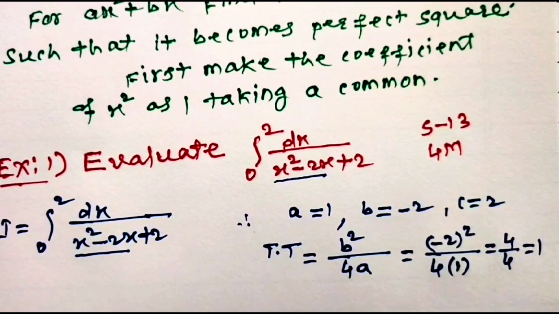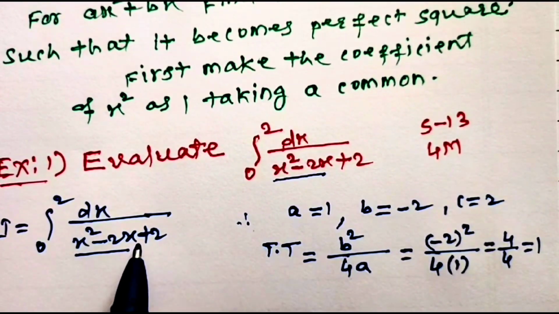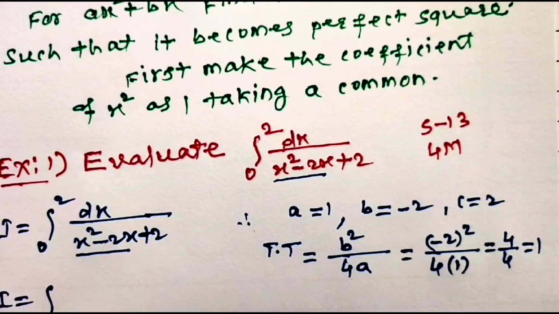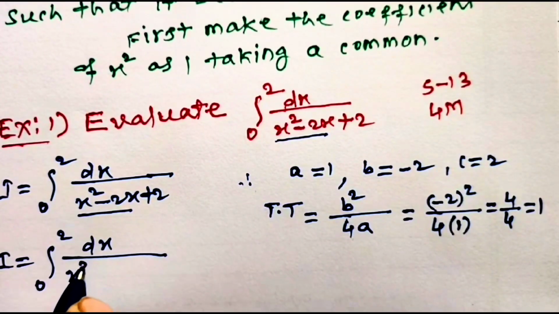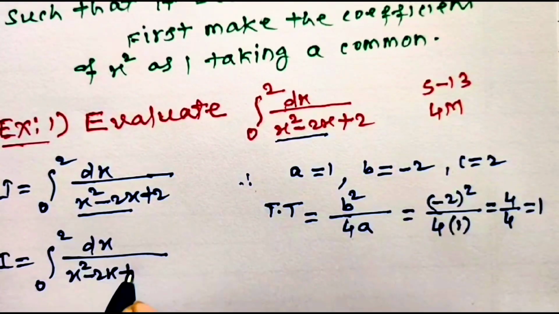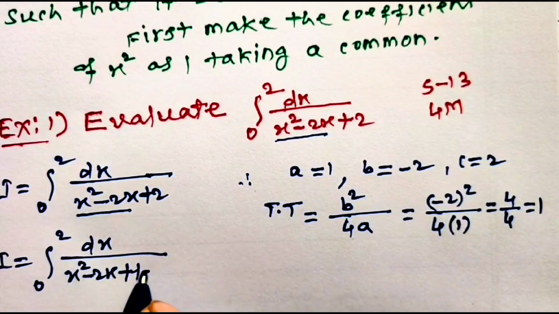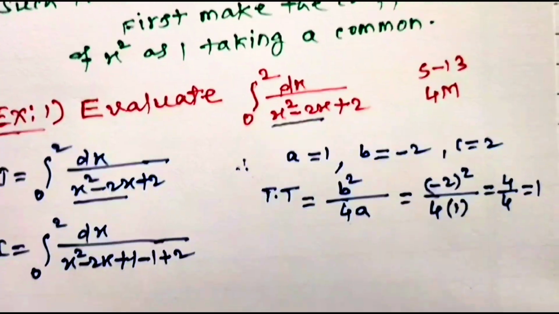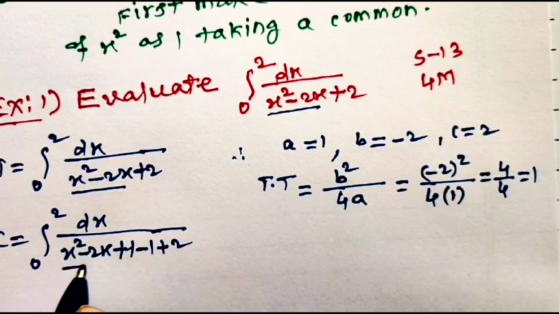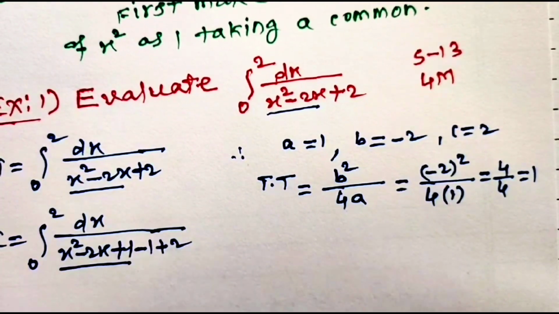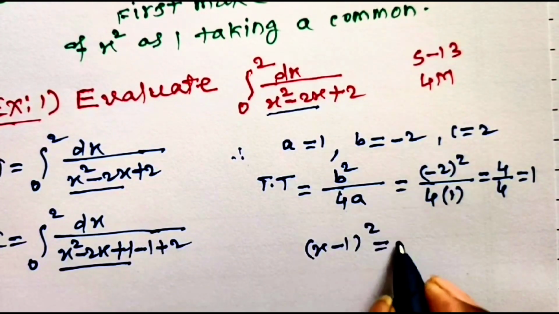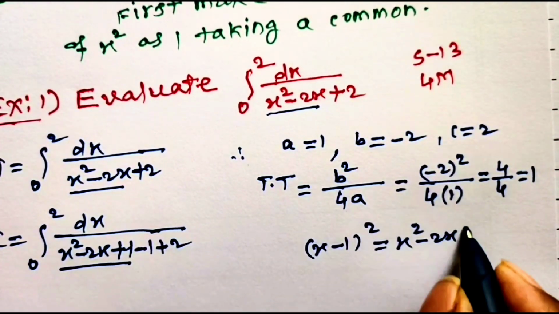Now what we have to do? First add 1 here and subtract 1. Then I is equal to integral from 0 to 2 dx divided by x square minus 2x plus 1, addition first and then subtract, minus 1, and the constant c is plus 2. Simplify this. For x square minus 2x plus 1, we can write x minus 1 its square is equal to x square minus 2x plus 1.